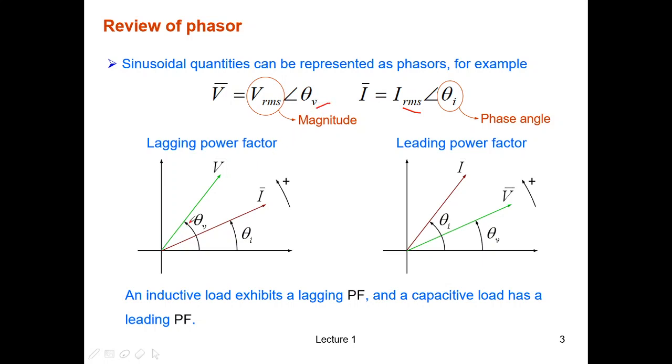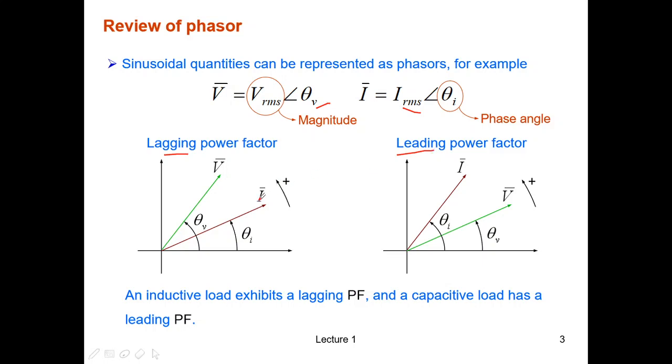Okay, now we have a few situations because we have 2 phasors. The voltage phasor here can lead the current phasor here, but when we talk about power factor, we always use the voltage as the reference, and we say lagging or leading is the current with respect to the voltage.